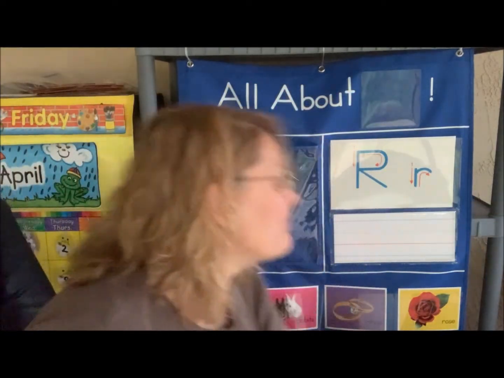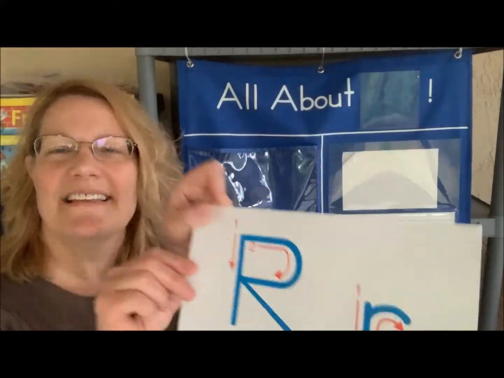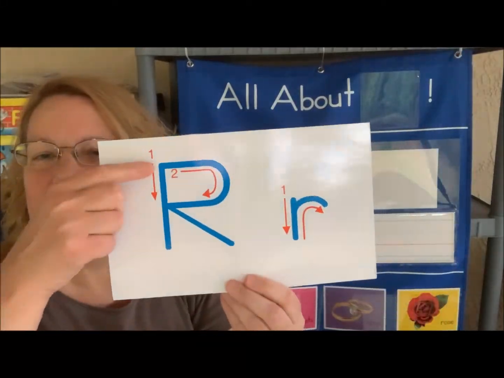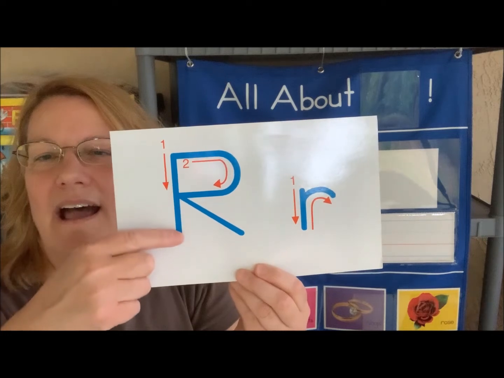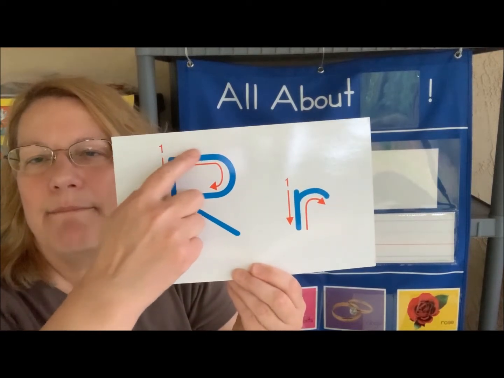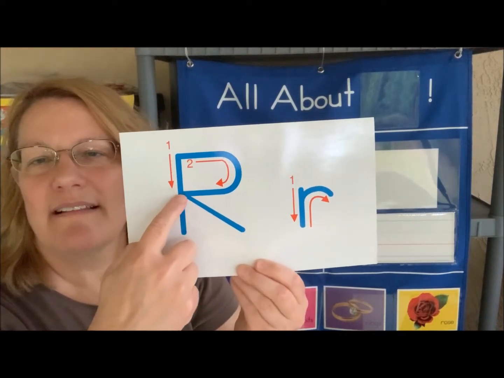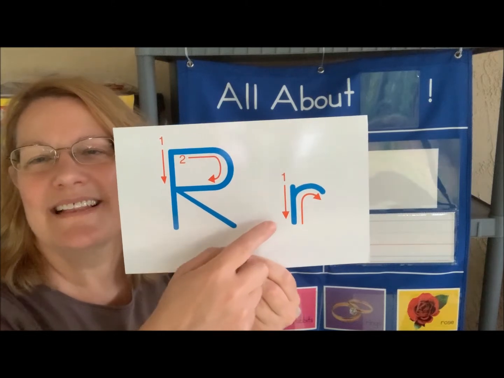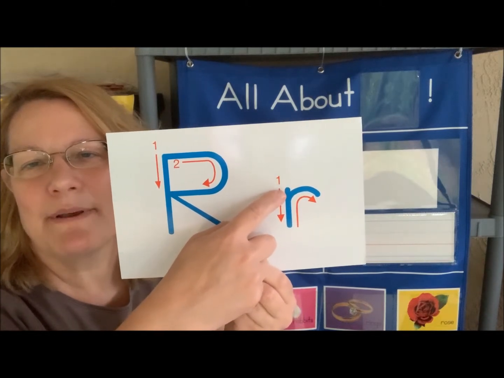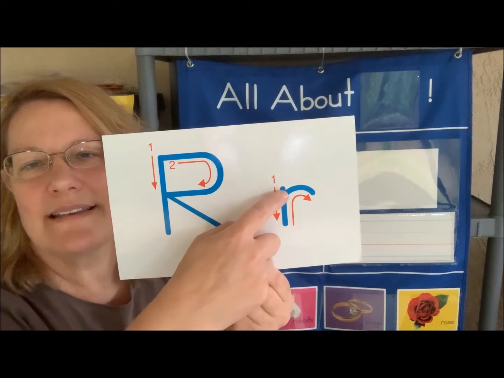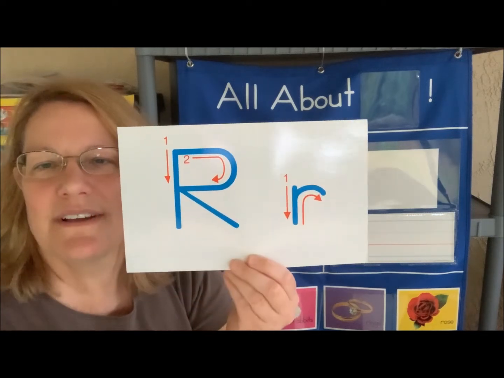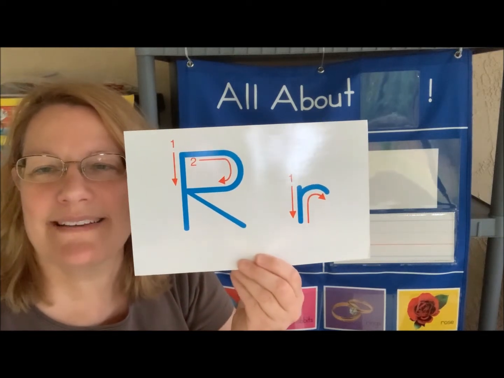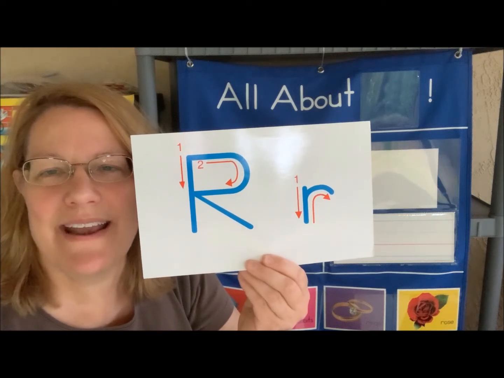All right. Here's how to write an R. Start at the top, big line down, jump back to the top, big curve, and then a little line. Little r, start at the top, little line down, back to the top, and curve. R. I think we'll practice making R during our writing time today.